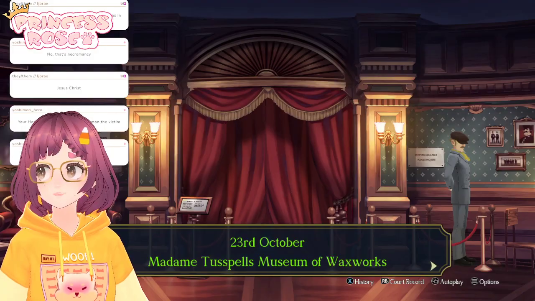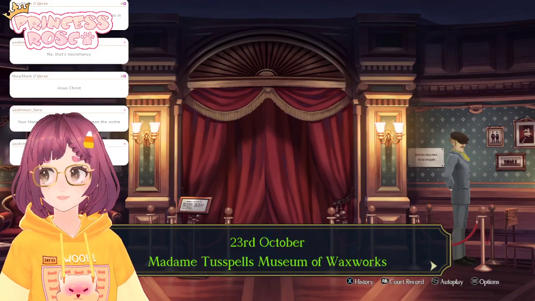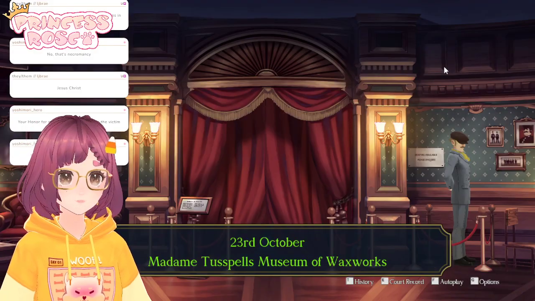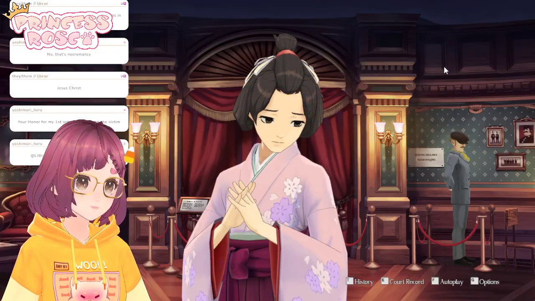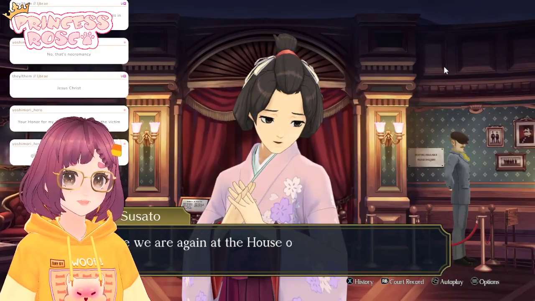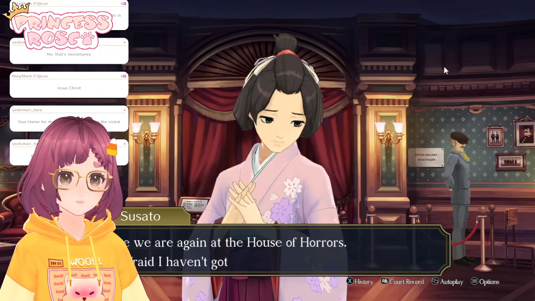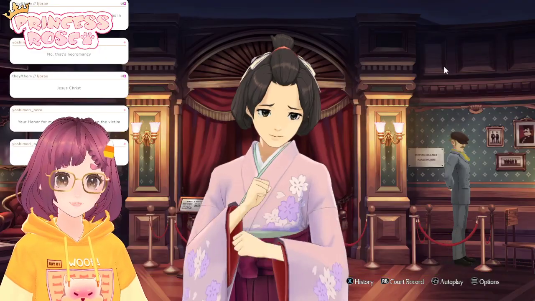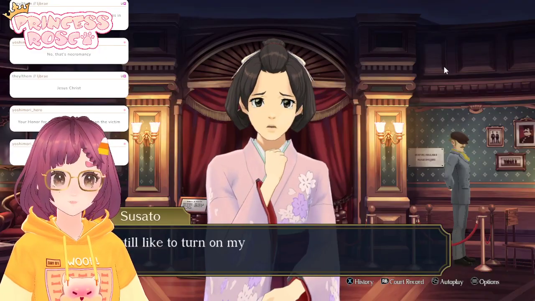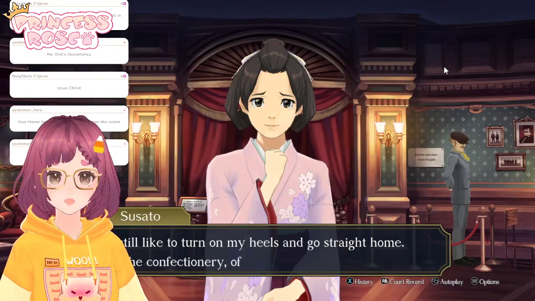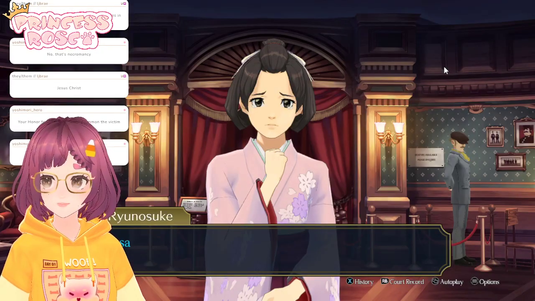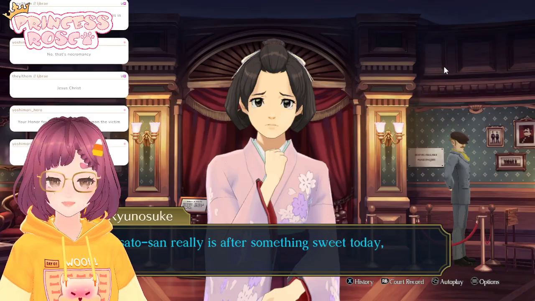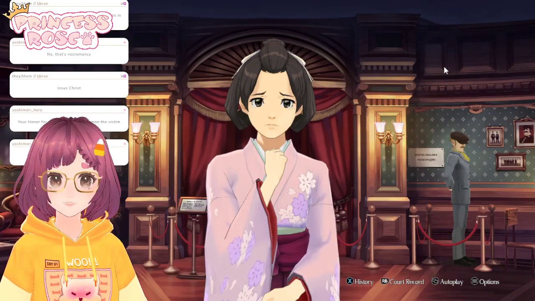Okay, maybe this is the last thing that we need to do, perhaps? Here we are again at the House of Horrors. I'm afraid I haven't gotten used to the place yet. I'd still like to turn on my heels and go straight home. Via the confectionery, of course. Susato-san really is after something sweet today, isn't she?